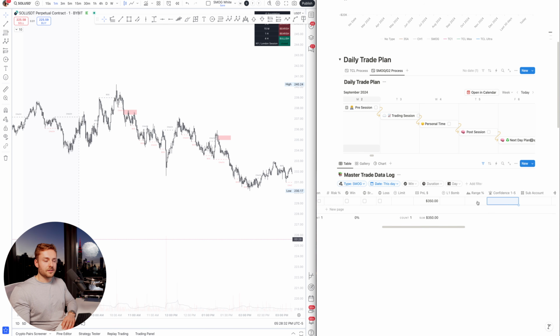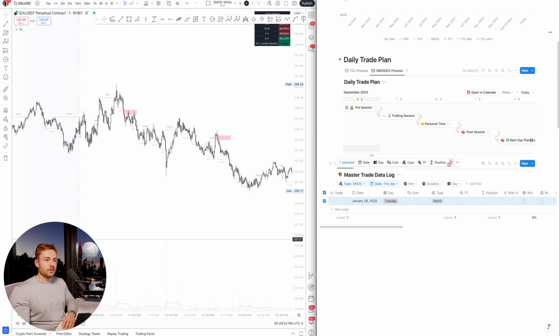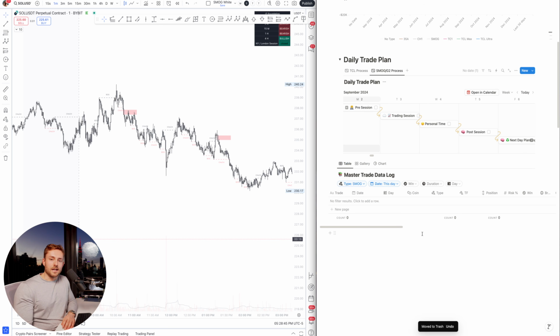I like to have confidence metrics, the percent range of the overall move, what account I was trading on, and then all sorts of other notes as well that allow me to effectively keep track of exactly what I'm trading. Now, the reason I like to do this is because it's accessible to everyone, and Notion allows me to very easily filter between trades.